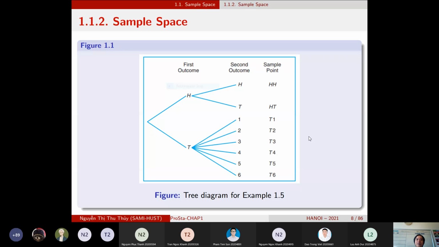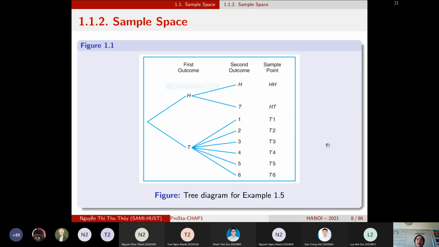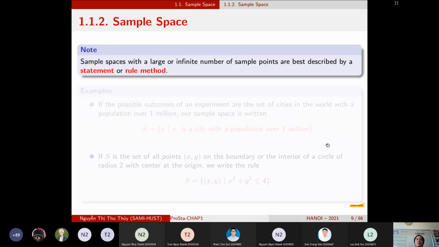Yes. Sometimes the tree diagram is very useful to calculate probability. You can see that after. And now, sometimes we cannot list all the outcomes because there are many, or sometimes the outcomes are infinite.